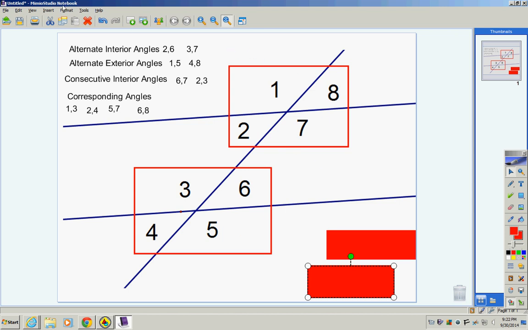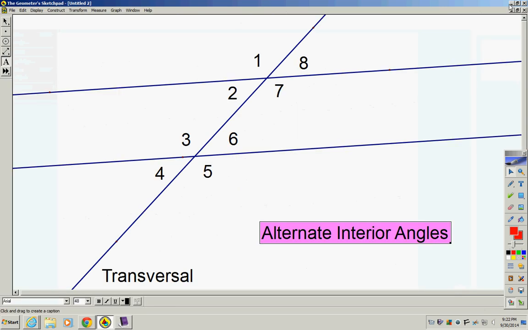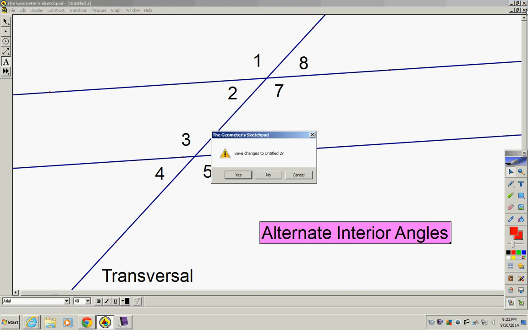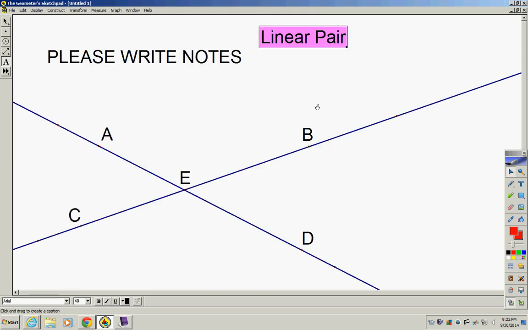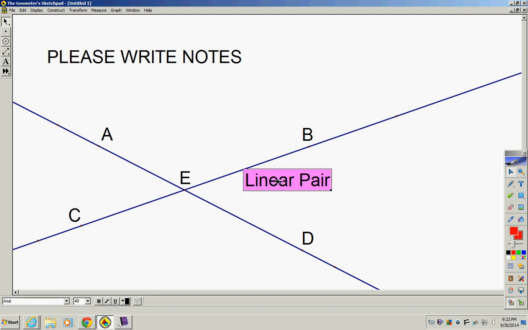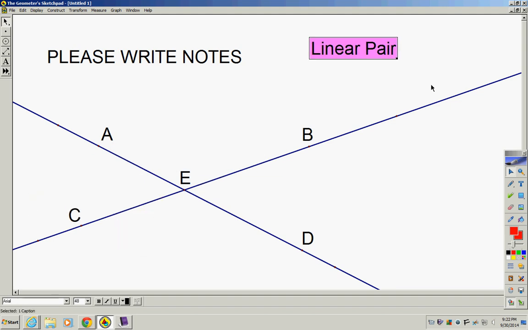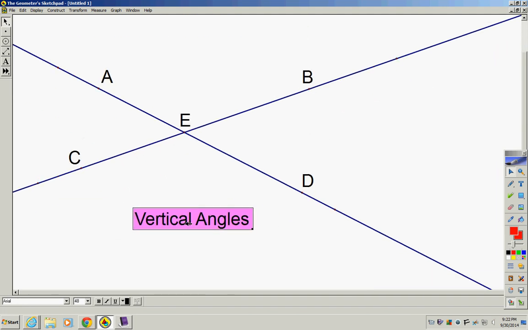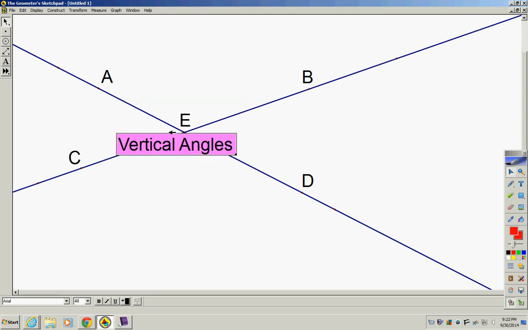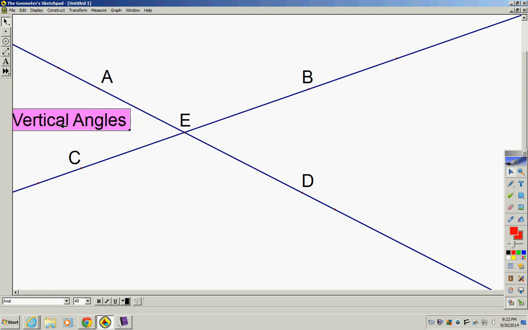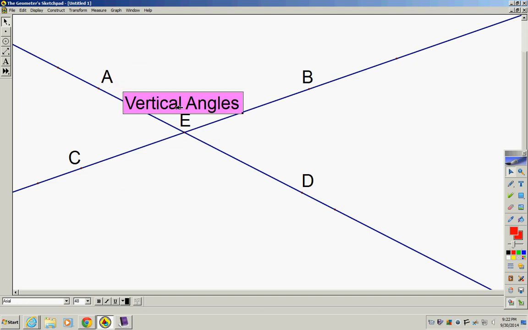Okay? And that matches up with, we had, a linear pair before. Don't forget those. Linear pair, remember, angles that are next to each other along a line. And we also, remember, had vertical angles that are across from each other when the lines intersected. So these two right here and these two right here.